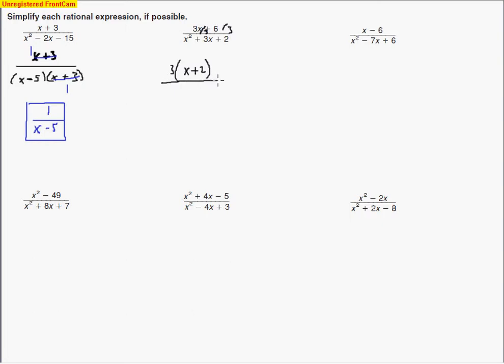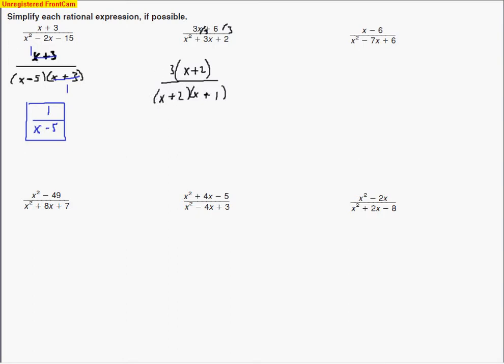Down below, we've got ourselves a trinomial. And if we have a trinomial, try two binomials. See if it factors this way. We've got x times x makes the x squared. Now 2 times 1 makes the 2. In order to get those outside-inside terms to add to make 3x, they both have to be the same sign, and they have to be both positive.